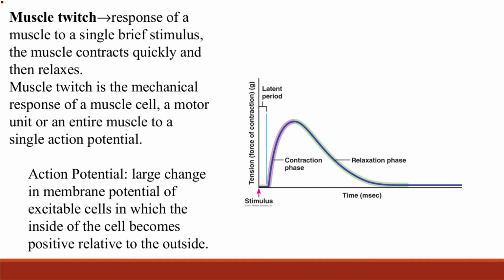Okay, so the definition here: response of a muscle to a single brief stimulus. The muscle is going to contract and then it will relax, and that's going to happen quickly. Another definition: a muscle twitch is a mechanical response of a muscle cell, a motor unit, or entire muscle to a single stimulation or action potential. Action potential is that full process of stimulation, contraction, and then relaxation, a change in the resting membrane potential, the charge across the cell membrane.